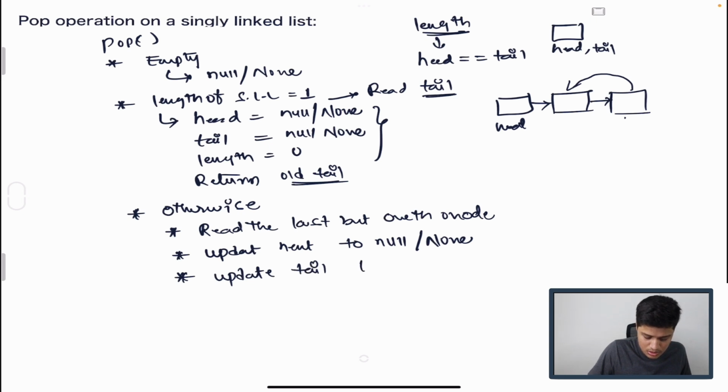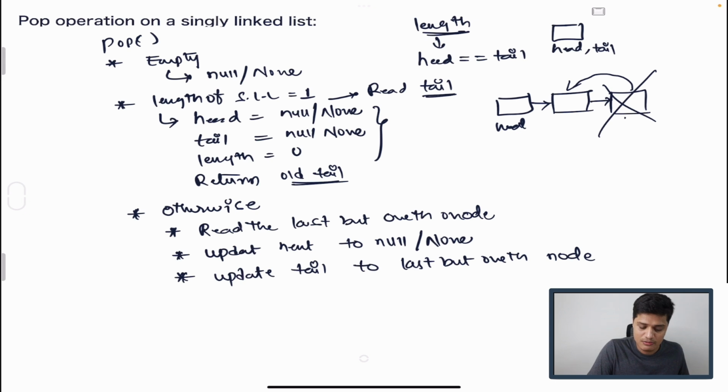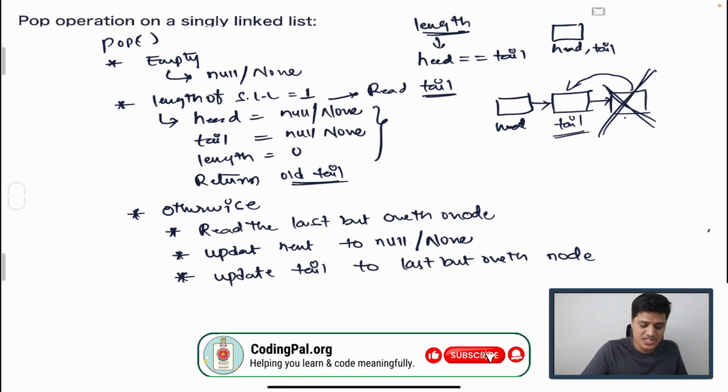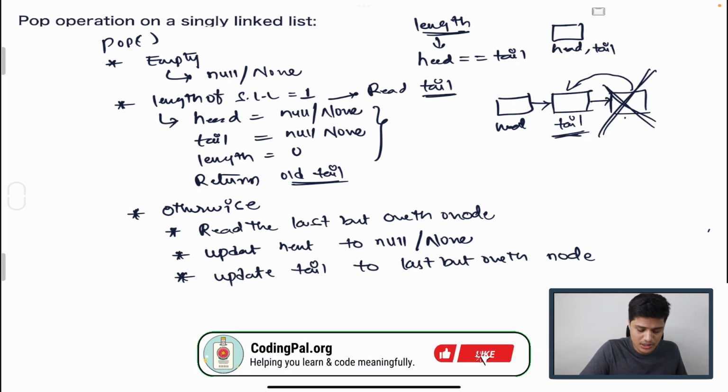tail to the last but one node, because the reference of this node has been lost in the last but one node, since we have updated it to null or none. So this will no longer be the tail node. So we have to make sure that the tail is updated to the actual tail node, or the very last node we have in the singly linked list, which is nothing but the last but one node.